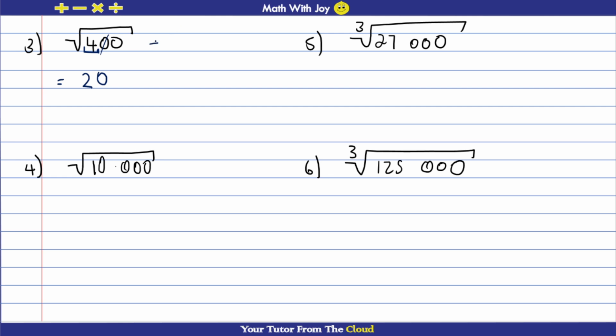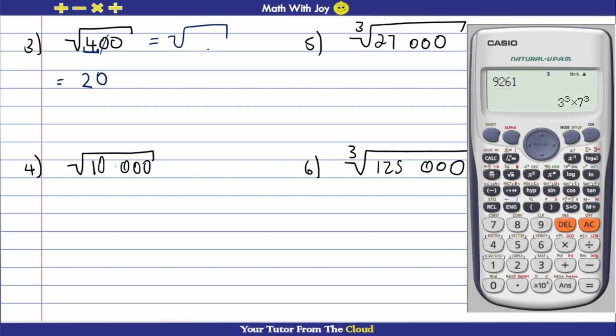Another way you could have done it is to find another way to write down 400, using your calculator. In your calculator, you type in 400, equals, shift, and then you get 2 to the power of 4 times 5 to the power of 2. So this becomes 2 to the power of 4 times 5 to the power of 2.